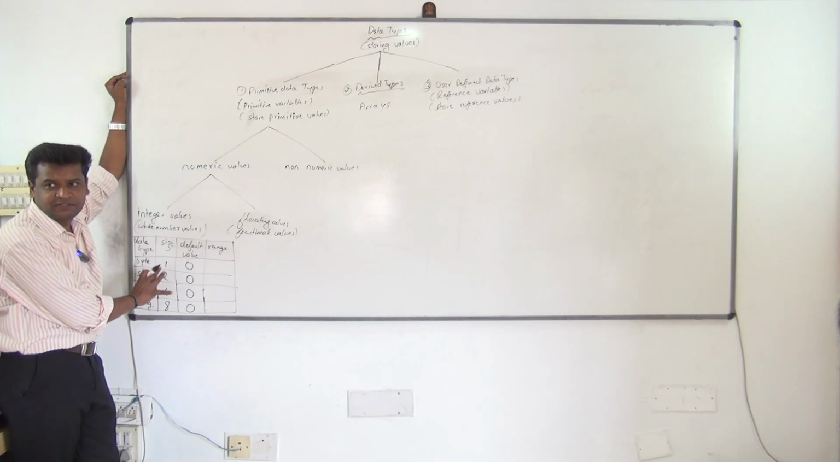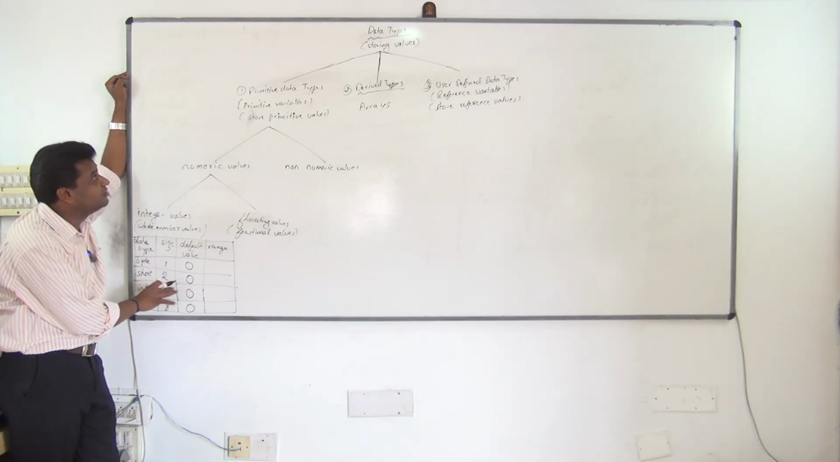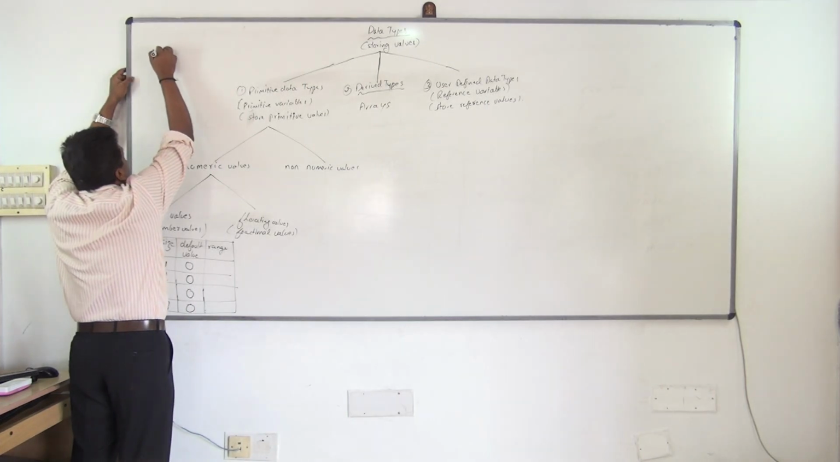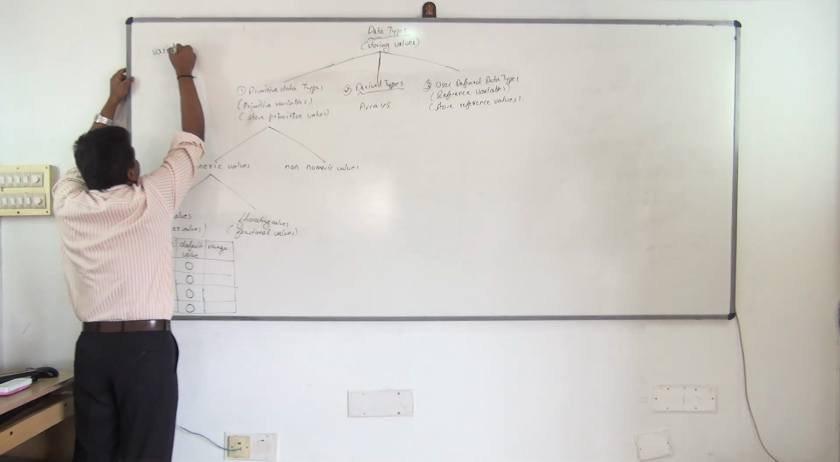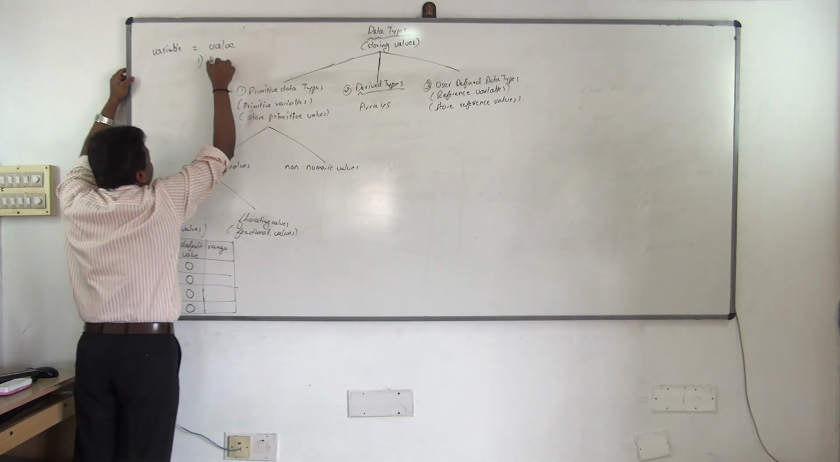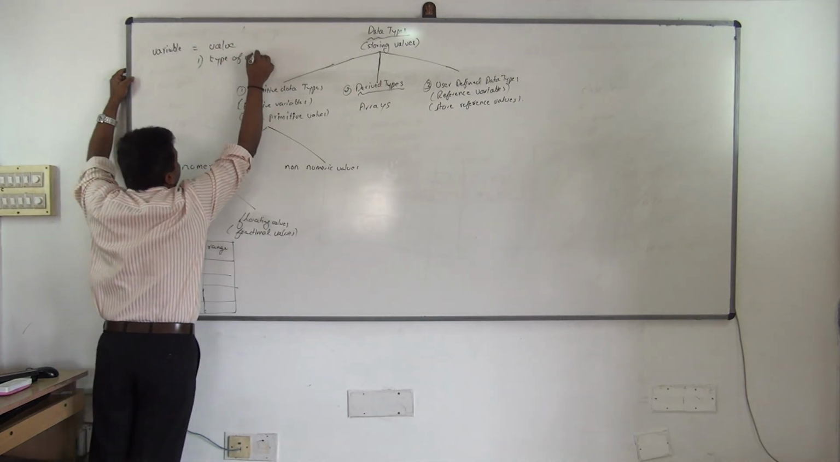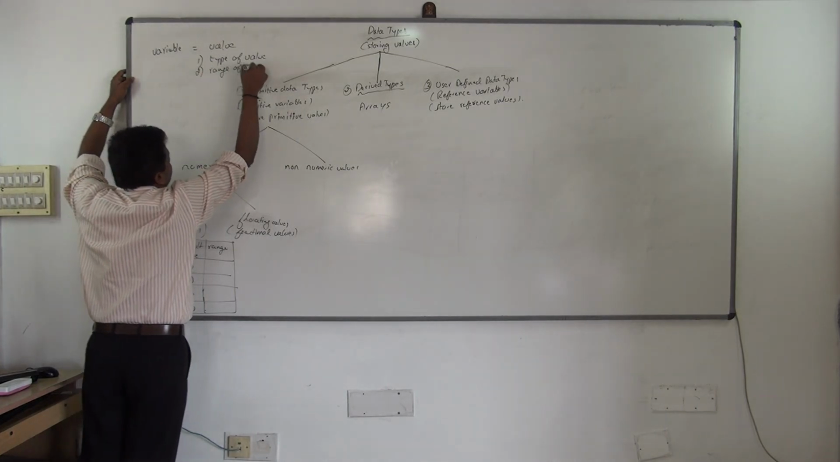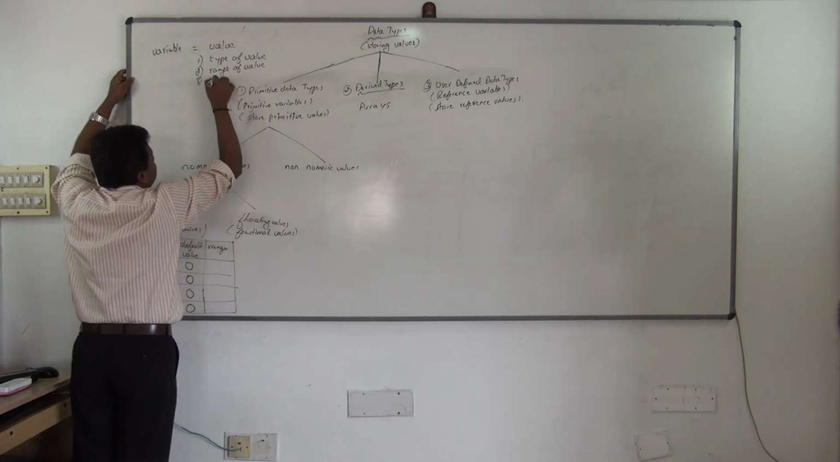Last class I had explained the same topic, but we had to discuss one more thing. If you want to store a value in a variable, I told you this formula. What is the formula? Type of value, range of value, and the third one is size of value.